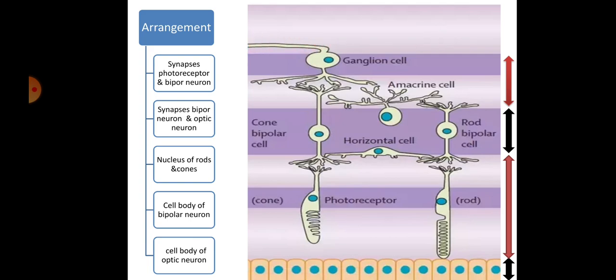So totally, if you understood the arrangement, the different layers are going to form. First is the pigment epithelium, second is the rods and cones, third is the bipolar neuron, and fourth is the optic nerve cell body, that is the optic neuron. See here, four layers are fixed. I am going to explain other layers. Another layer is going to form here.